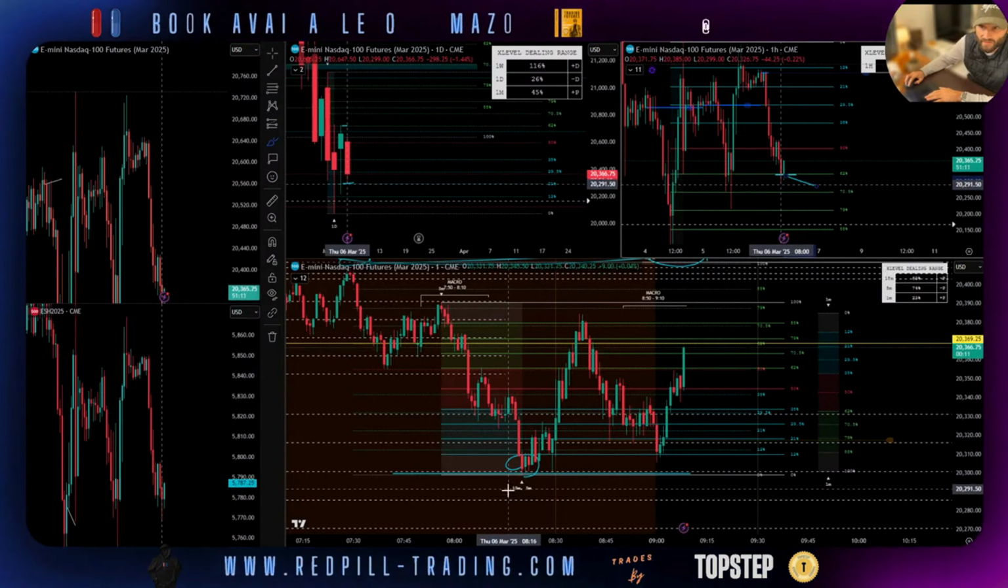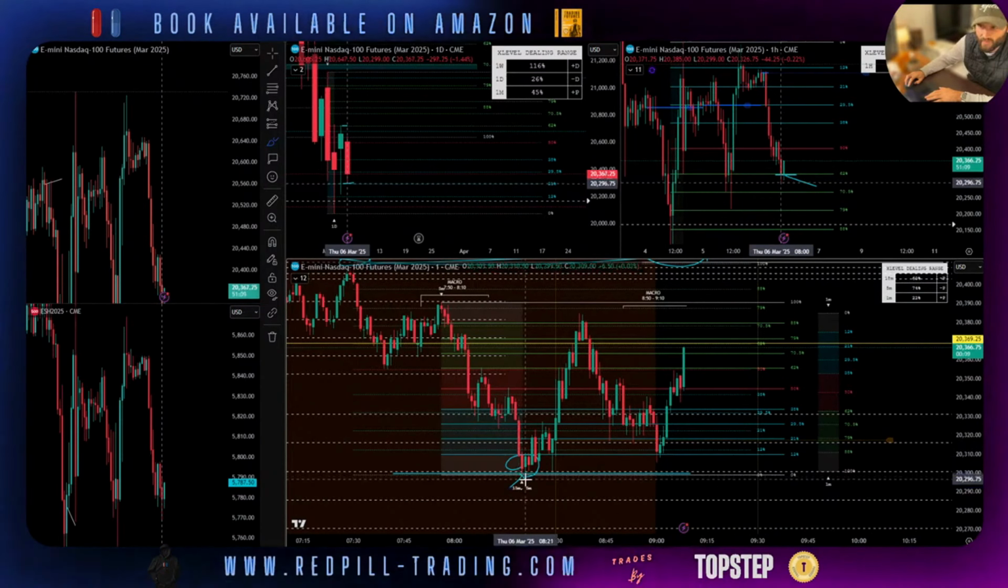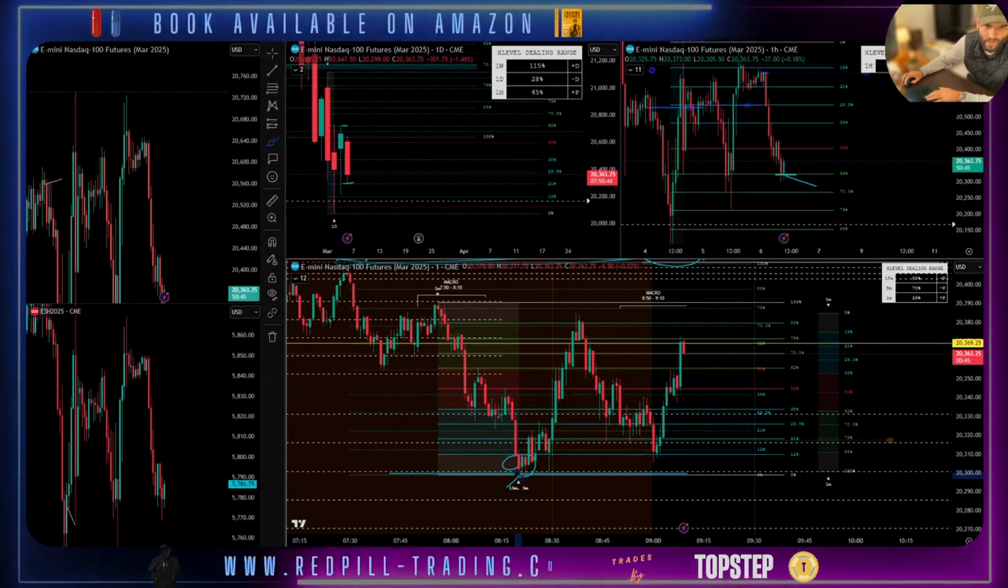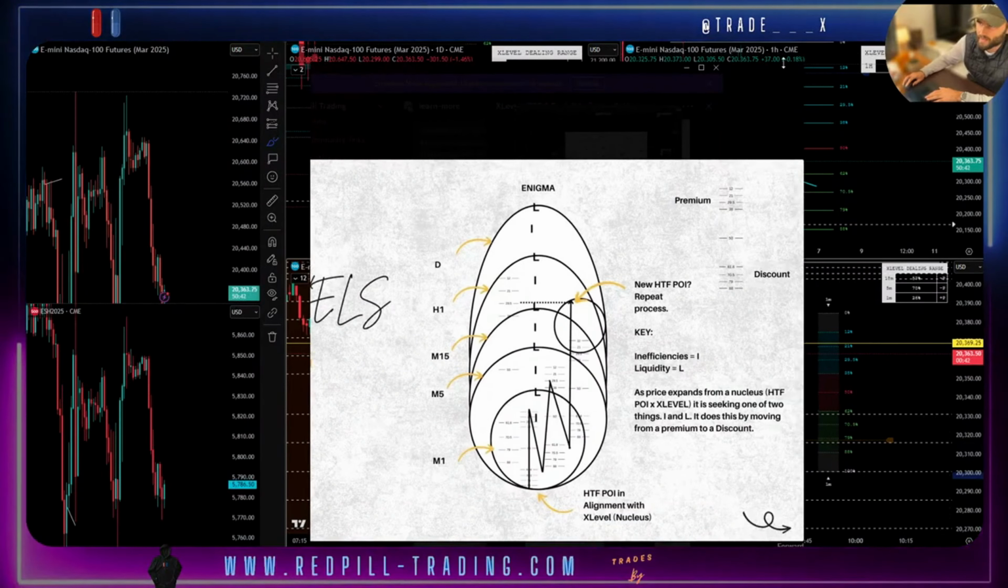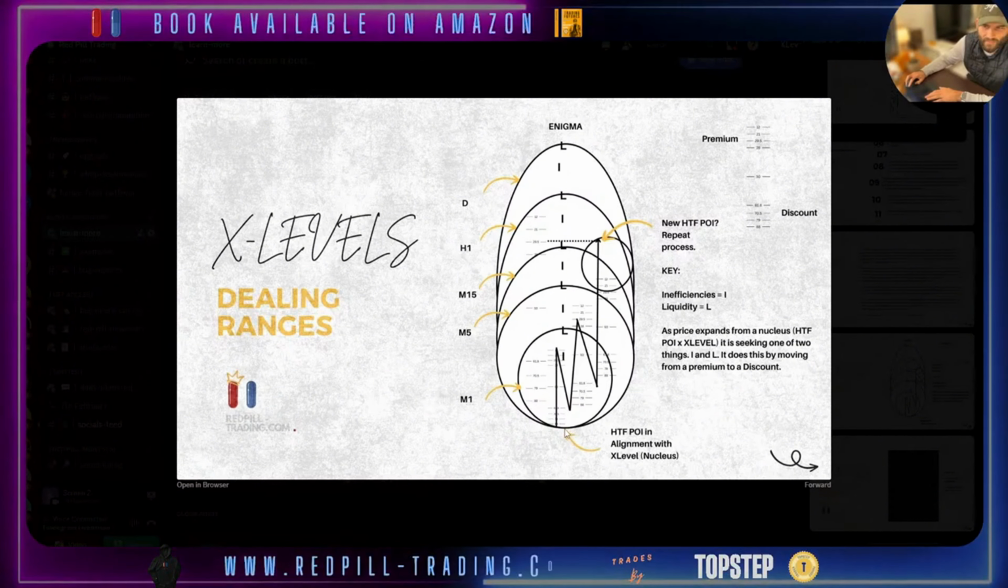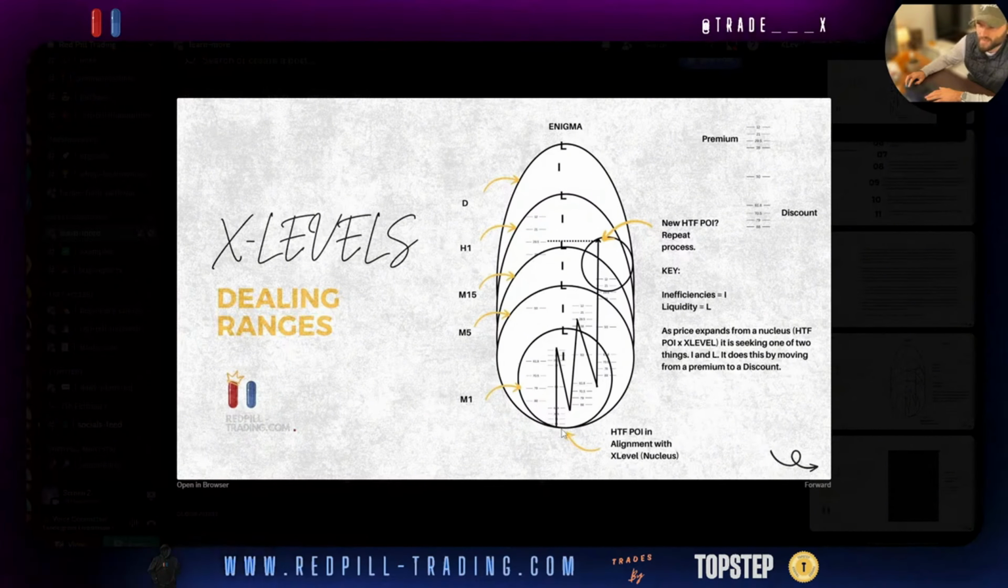What we are then looking to do from our nucleus, which is our higher time frame POI, is for price to expand back out through the dealing ranges. So this is how I look at it. Well, it's not how I look at it, it's how price moves. This would be your nucleus. So this would be your 62%. Okay, 62% on the hourly inside of the H1 to M5 model.